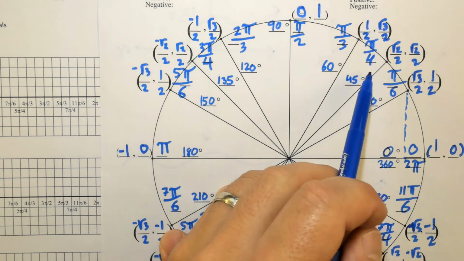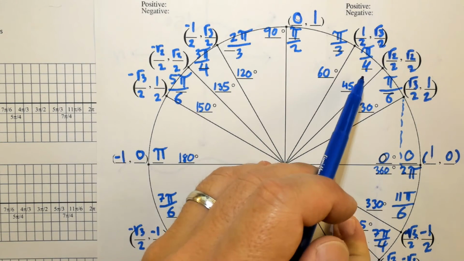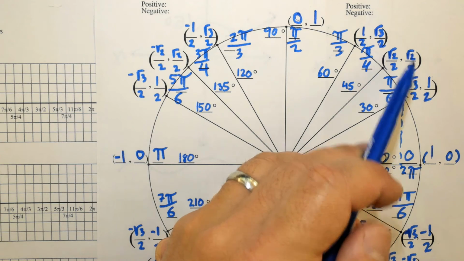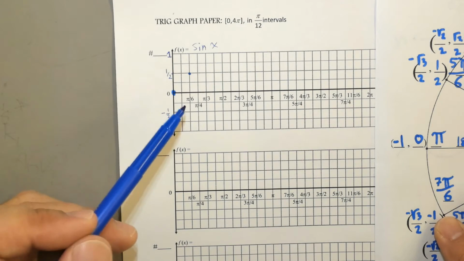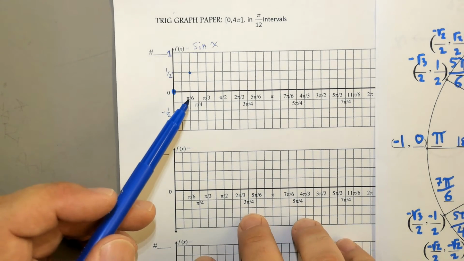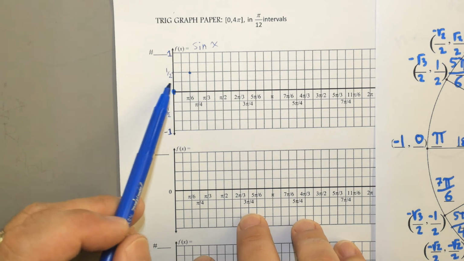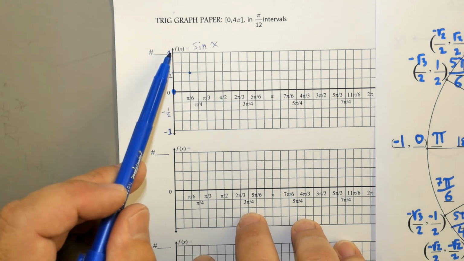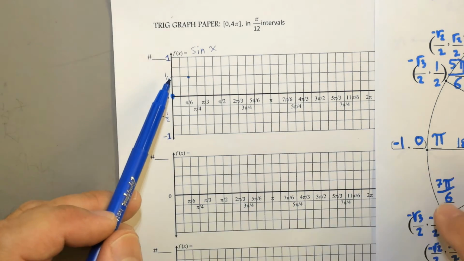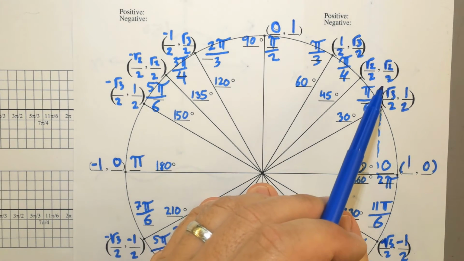Alright, next. Pi over 4. Okay? At pi over 4, our y component is radical 2 over 2, and that one we are not going to plot here. We're going to plot it on Desmos. And the reason why is because radical 2 over 2 is not a nice value to graph by hand like a half or 1. So that one we are going to skip. Okay, again, we will use this one on Desmos.